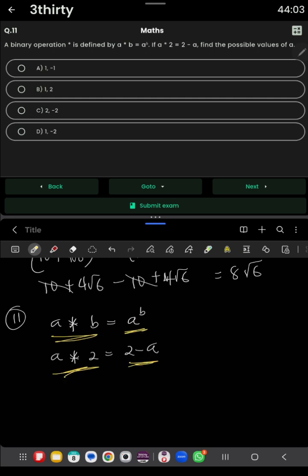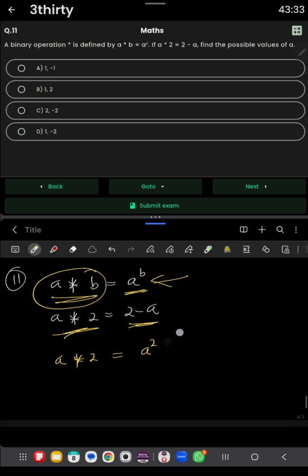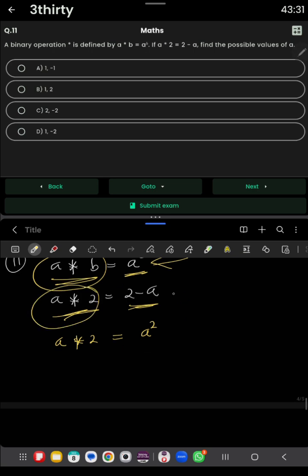So that means A asterisk 2 is the same thing as A to the power of 2, right? Since A asterisk B is A raised to the power B. So A asterisk 2 is also A squared. So work with me. Like I said, I'm seeing this question for the first time. No cheating. So since A asterisk 2 is this, and A asterisk 2 is also this, that means that A squared is equal to 2 minus A.